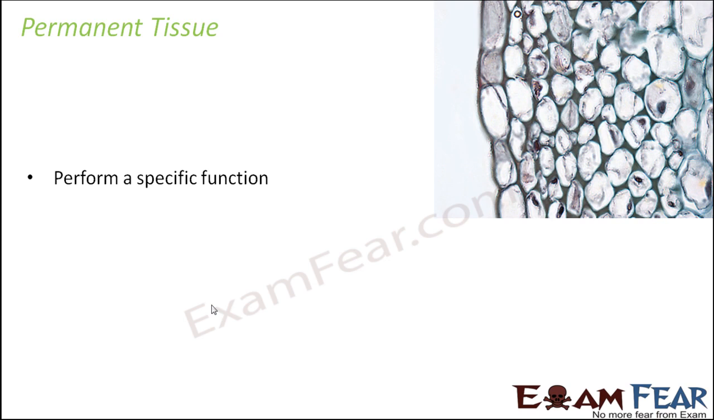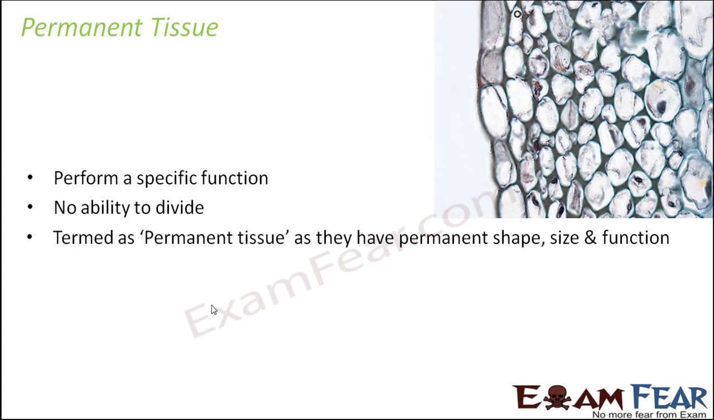Cells formed as a result of repeated cell division are specialized to perform specific functions, and such cells lose their ability to divide. Like meristematic cells, when they divide and form new cells, some of them remain meristematic. That means some of them still have the capacity to divide. But some of the cells get specialized to perform a specific function, and thus they lose their capacity to divide. So such cells group together to form permanent tissues. They do not have the ability to divide. They are termed permanent tissue because they have a permanent shape, size, and function.